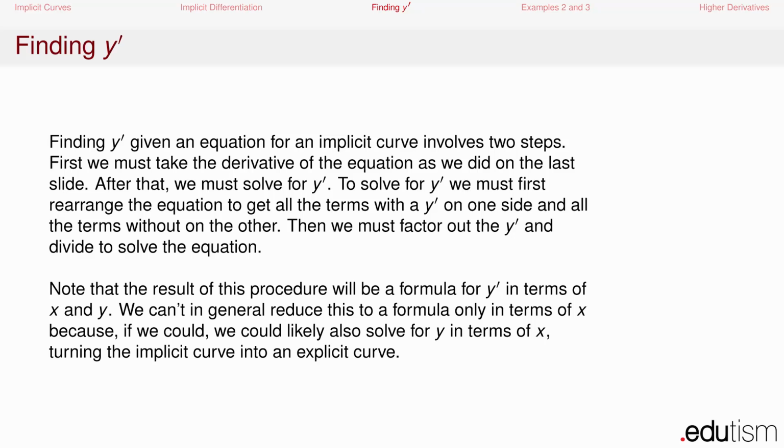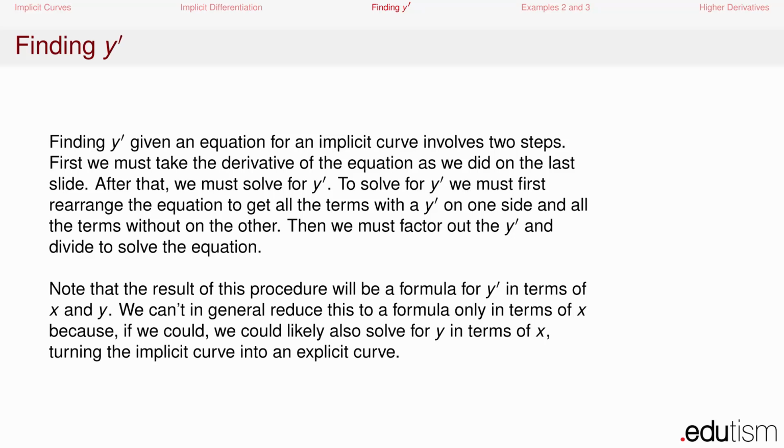To solve for y prime, we first must rearrange the equation to get all the terms with y prime on one side and all the terms without a y prime on the other side. Then all the terms with y prime are on the same side, so we can factor y prime out of all those terms. And then we're going to be left with y prime times something complicated. We can divide both sides by that something complicated to solve the equation.